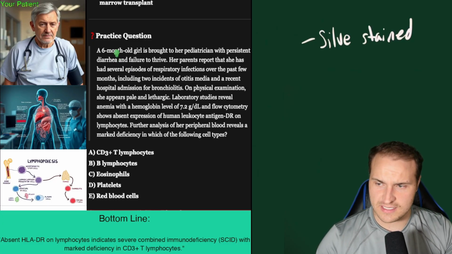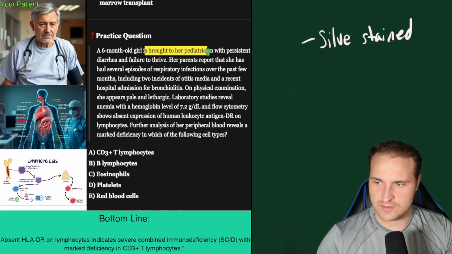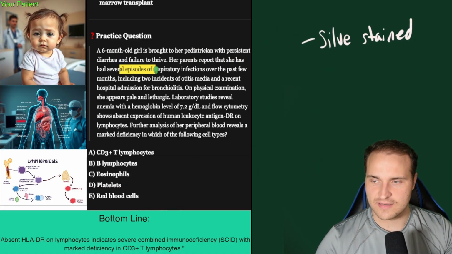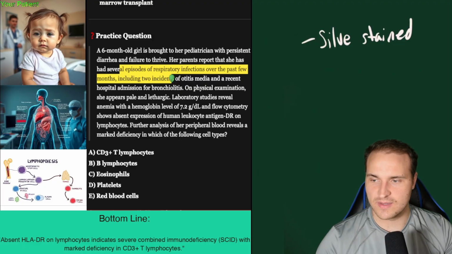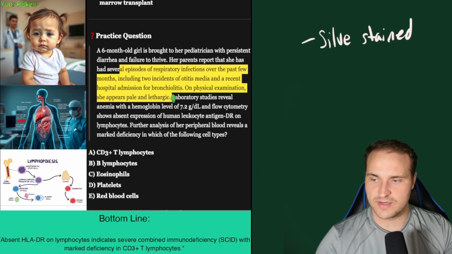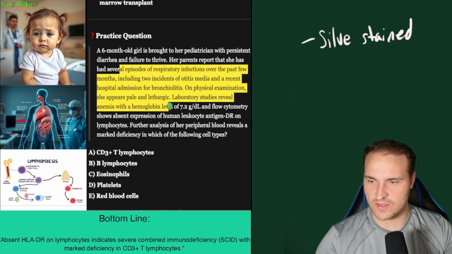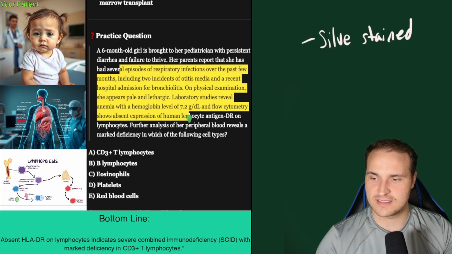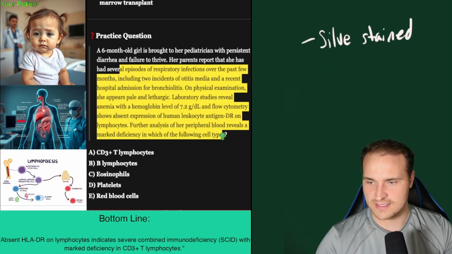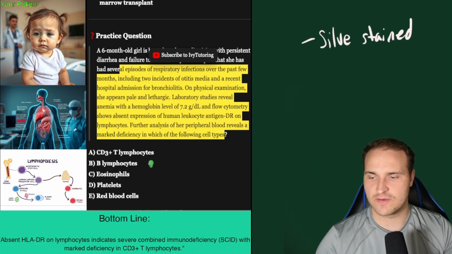All right, next we have a 6-month-old girl who is brought to a pediatrician with persistent diarrhea and failure to thrive. Her parents report that she had several episodes of respiratory infections over the past months, including 2 incidents of otitis media and a recent hospital admission for bronchiolitis. On physical examination, she appears pale and lethargic, and lab studies reveal anemia with a hemoglobin level of 7.2, and flow cytometry shows absent expression of human leukocyte antigen DR. Further analysis reveals marked deficiency in which of the following cell types?